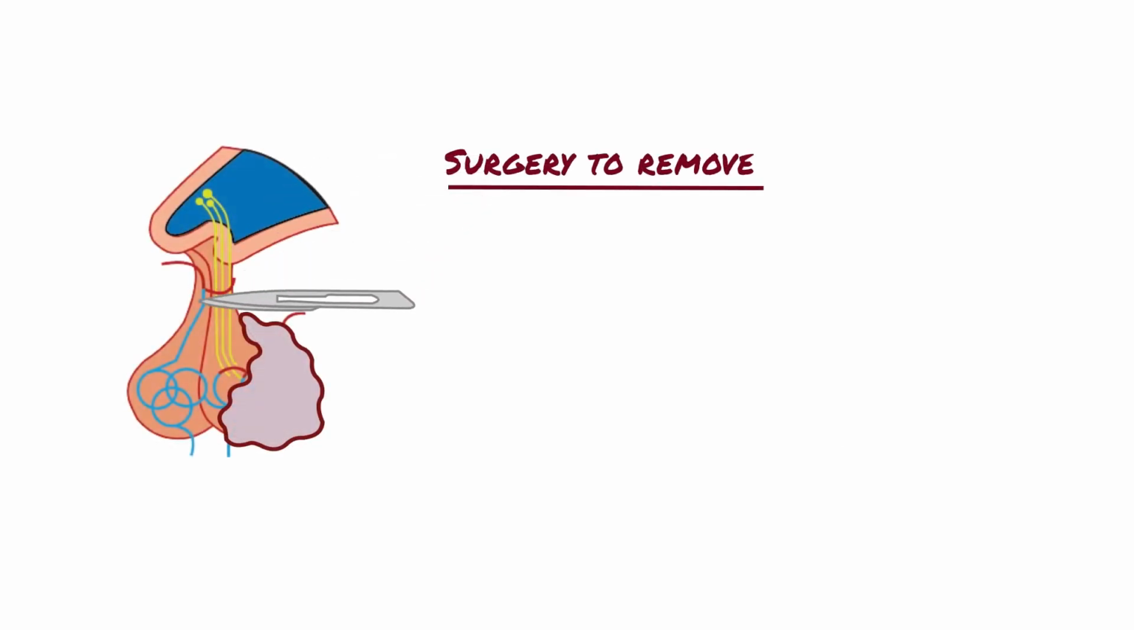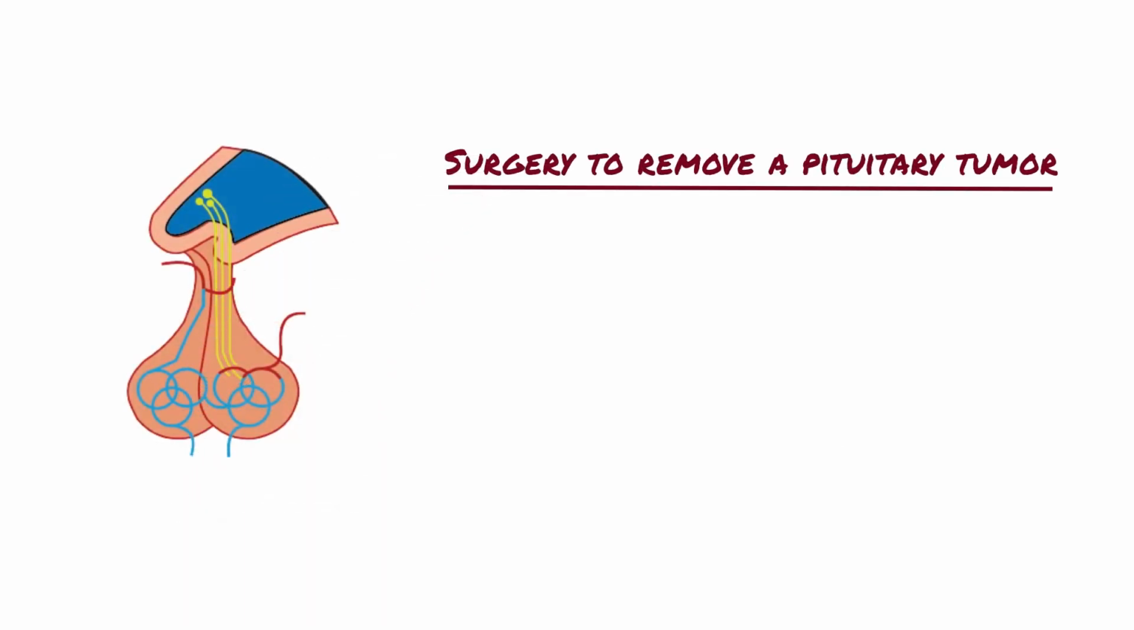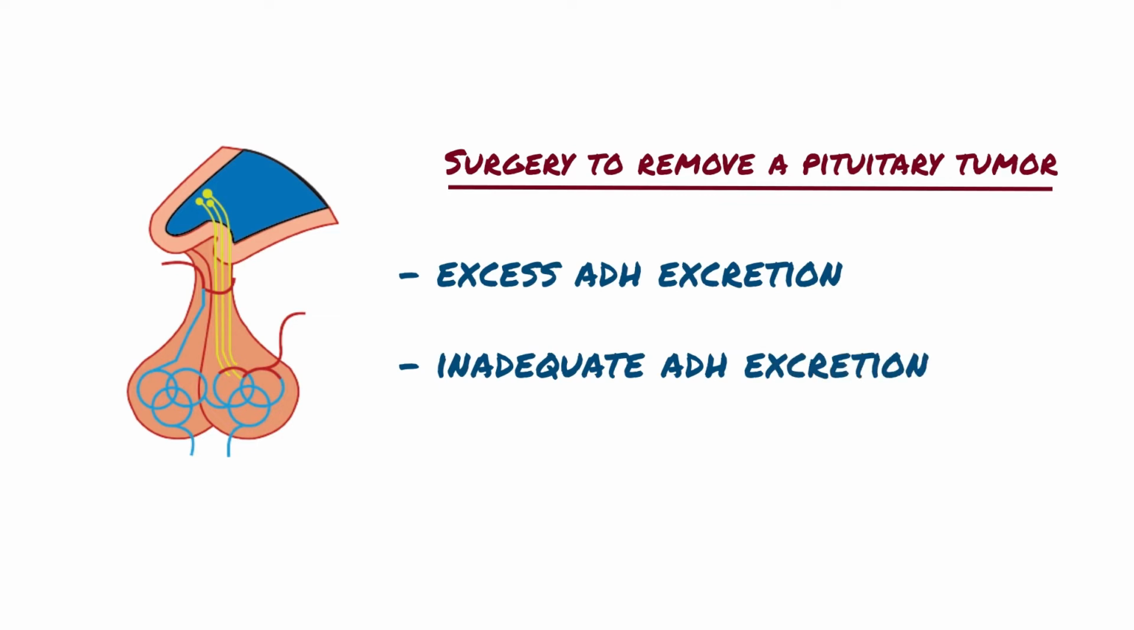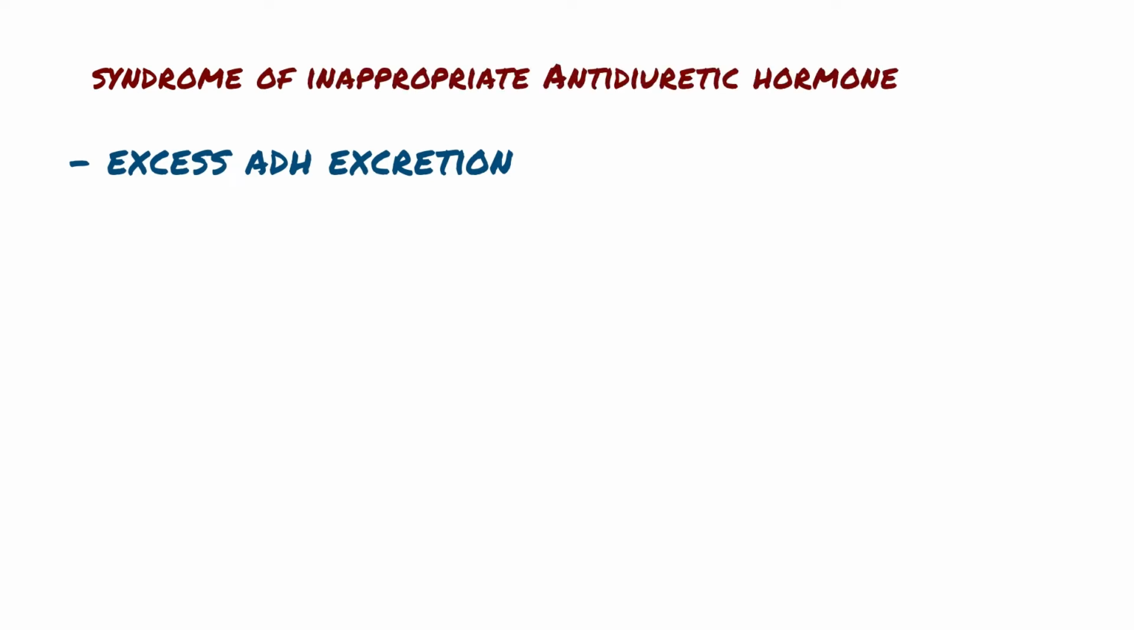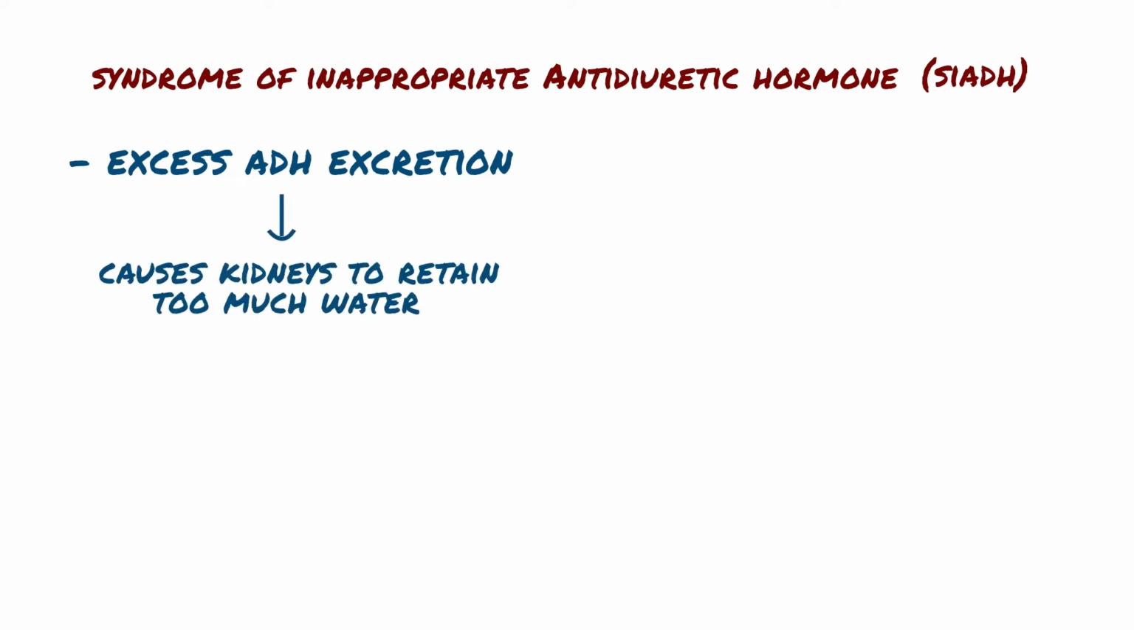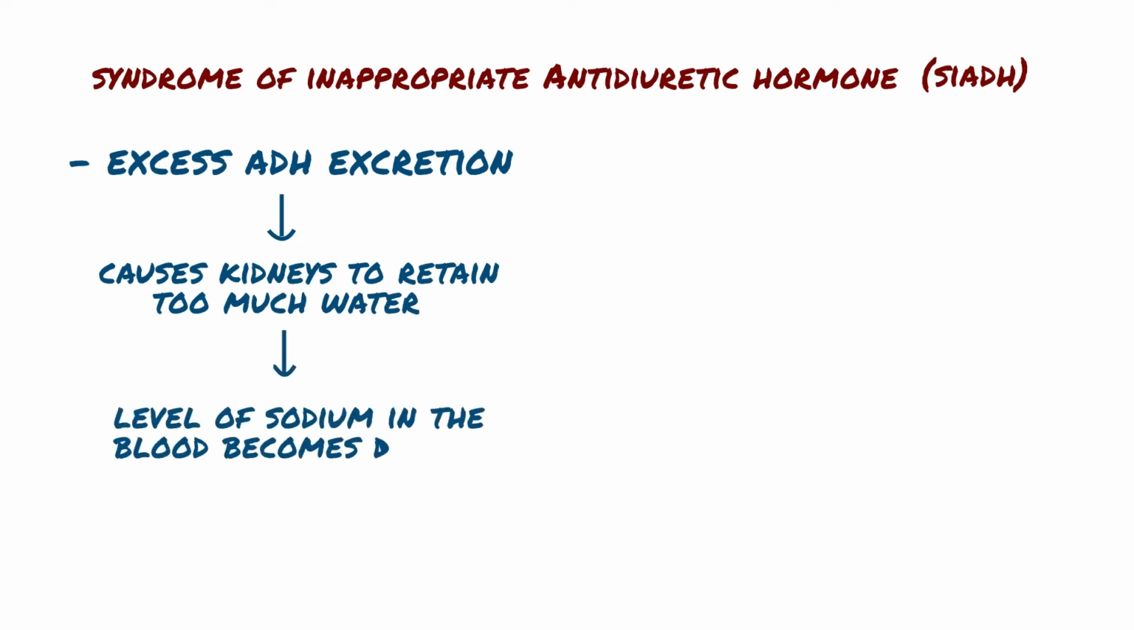Surgery to remove a pituitary tumor causes the posterior pituitary to be manipulated, and ADH is either excreted in excess or inadequate amounts. When ADH is excreted in excess, it is called syndrome of inappropriate antidiuretic hormone, or SIADH. So in a person with SIADH, there is an excess amount of antidiuretic hormone, which causes kidneys to retain too much water. With too much water retention, the levels of sodium in the blood become diluted and low.